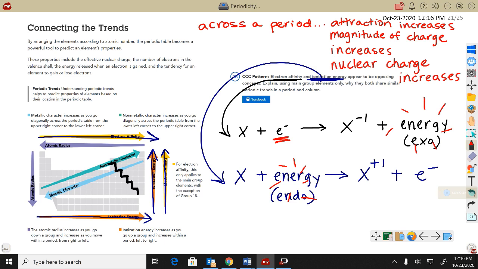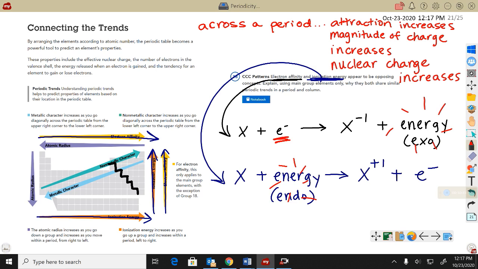The nucleus is more positive, there's more protons, the magnitude of the charge is increasing. This is like big time. It's big time chemistry. If there's a greater attraction, it's more likely that we'll gain an electron, which then would release more energy. But if I wanted to remove an electron, I'm going to have to add more energy. The attraction is stronger.